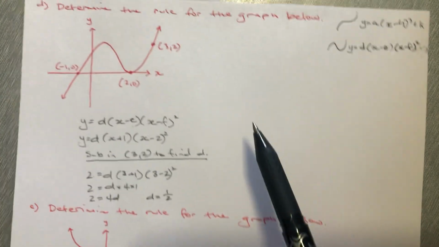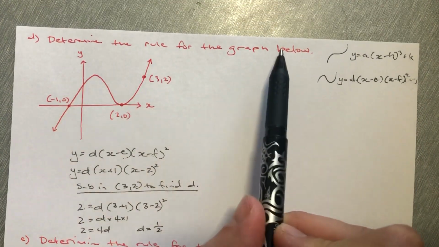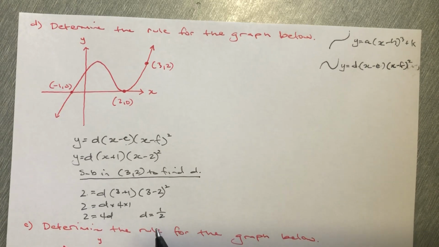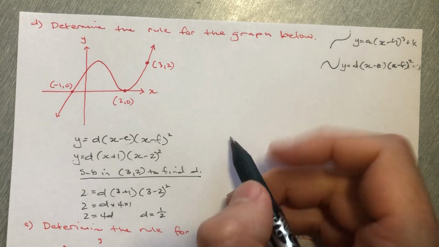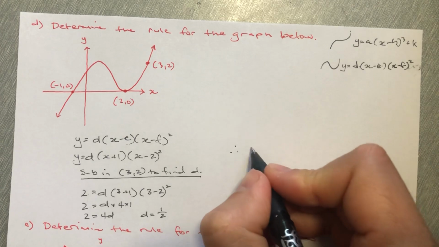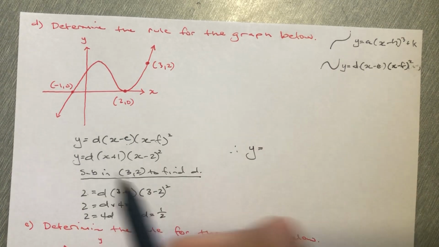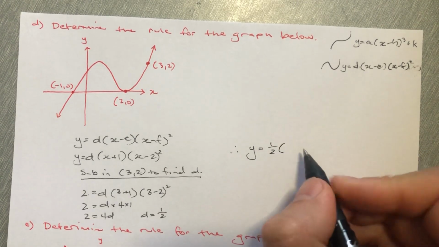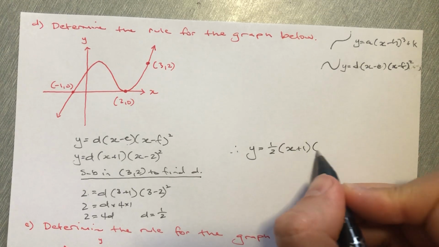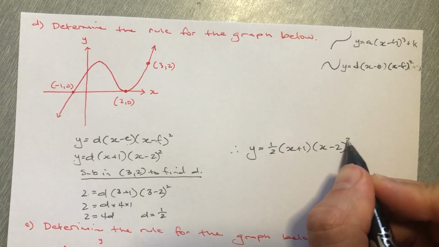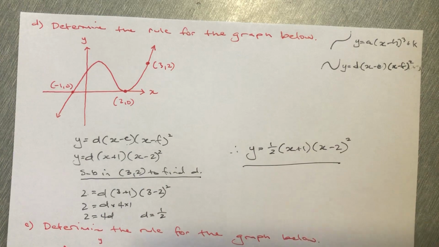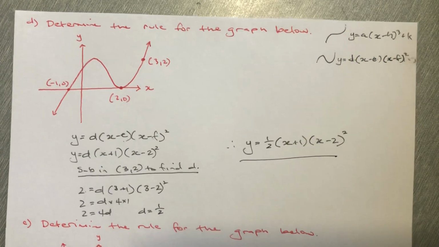Alright, so this time it told us determine the rule for the graph. We can't just leave it like this because we haven't given a full rule. So therefore I'm going to show our full rule over here. It's going to be y equals, now our d value was 1/2. We've got x plus 1, x minus 2, and that's squared. Finished. That's our answer. So one more.